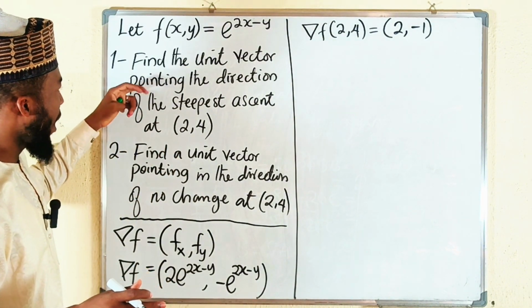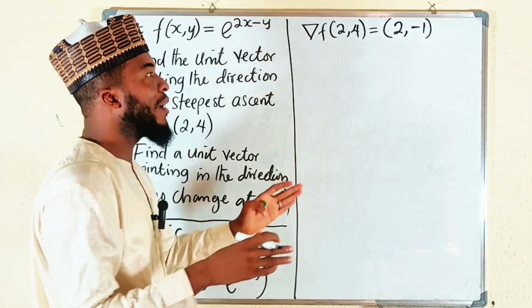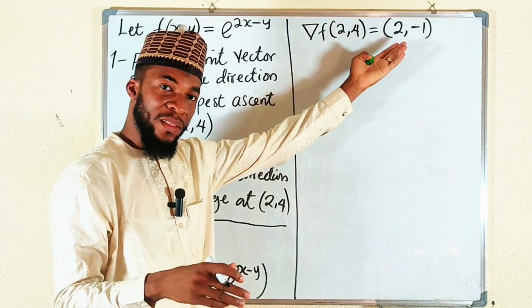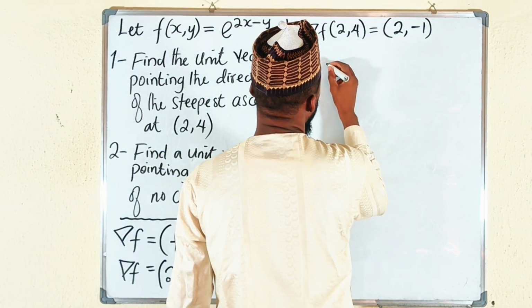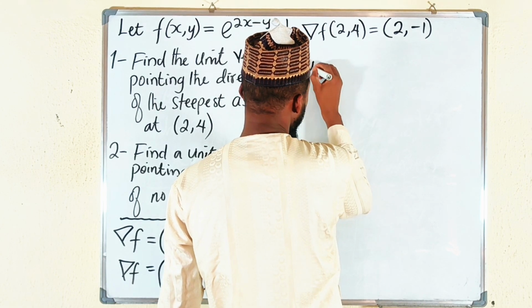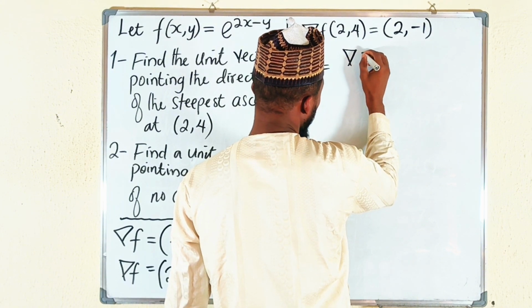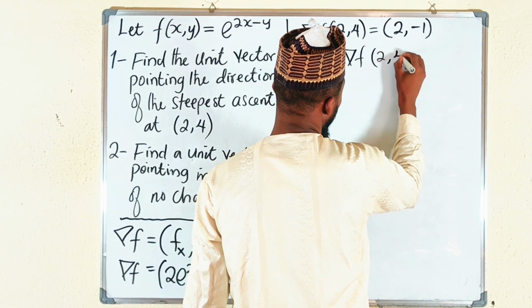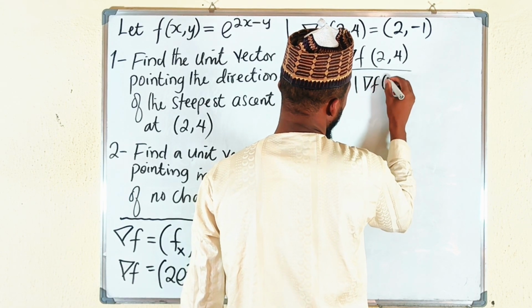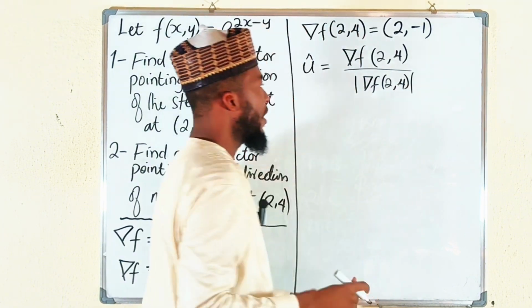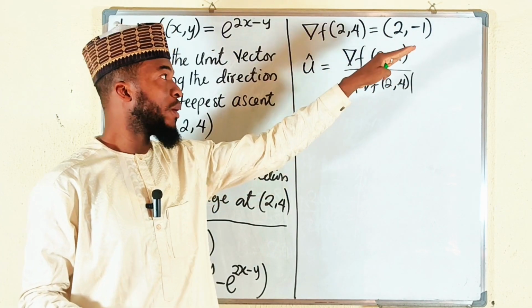Then coming back to our question, we were asked to find the unit vector pointing in the direction of the steepest ascent. All you have to do is take this vector and divide by its magnitude, and you're done. So the unit vector we are looking for is this vector, which we have evaluated at (2, 4), divided by its magnitude. And what is the magnitude? The square root of the x component squared plus the y component squared.